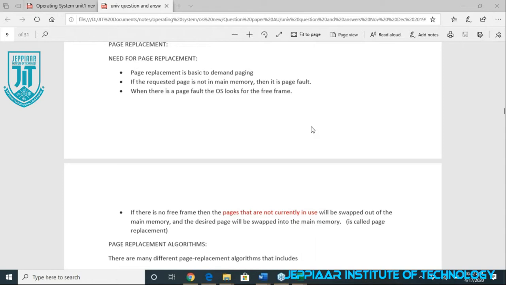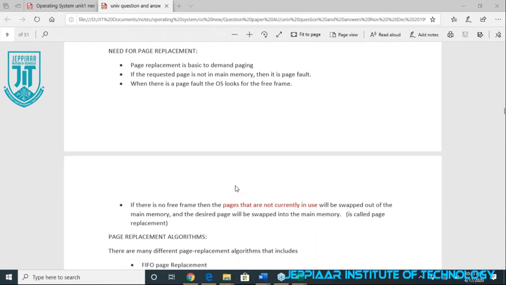If there is no free frame, then you are going to replace some page that is already available in the main memory, a page which is not currently used. Some algorithm you apply to replace it. That means the page is swapped out from the main memory to the secondary storage, and the desired page is swapped into the main memory. This is called page replacement, and for this we use page replacement algorithms.